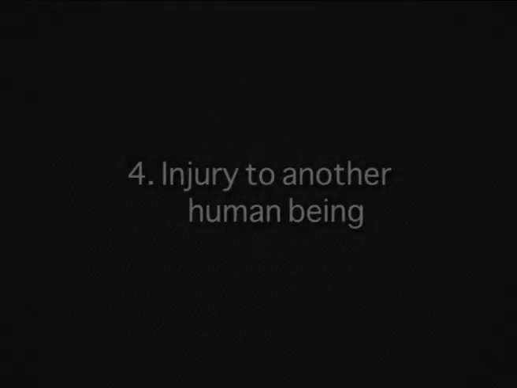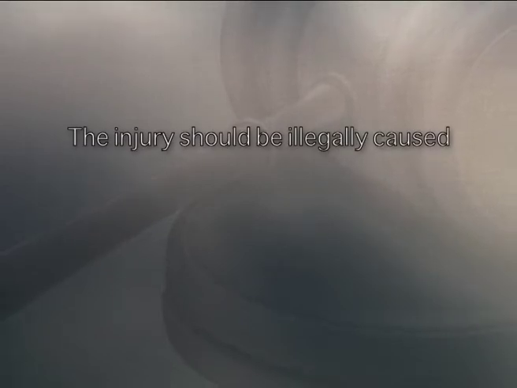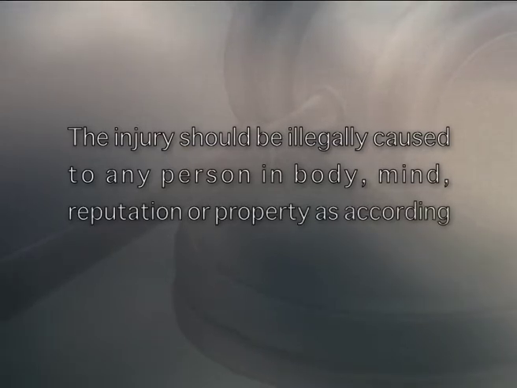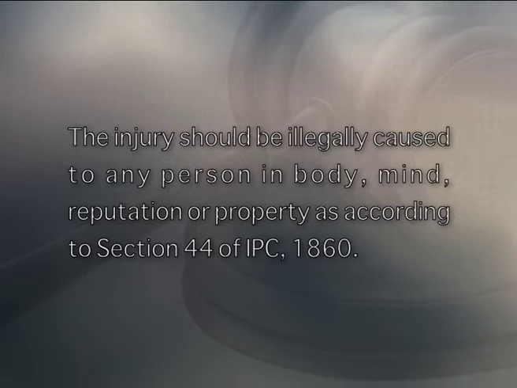Now, let me talk about injury to another human being. The fourth requirement of a crime is injury to an individual or the society at large. The injury should be illegally caused to any person in body, mind, reputation or property, as according to section 44 of IPC 1860. The injury denotes any harm of whatever nature which is illegally caused to any person in body, mind, reputation or property.